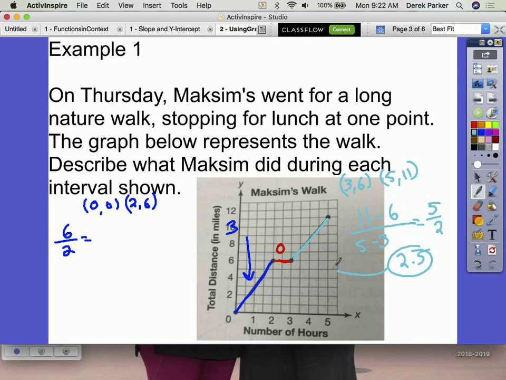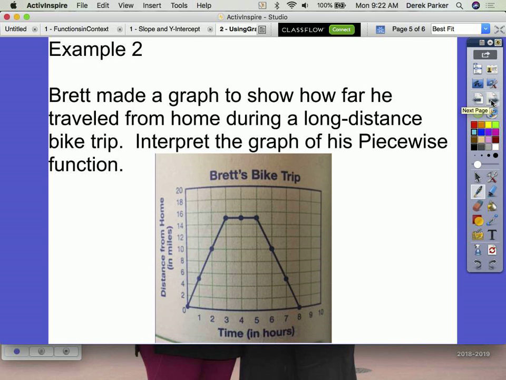So what that tells me is this. First part of the hike, she was 3 miles an hour. Stopped for an hour lunch, and then her speed went down a little bit to 2.5 miles per hour. Brett made a graph to show how far he traveled from home during a long-distance bike trip. Interpret the graph of his piecewise function. Now, it's called a piecewise function because there's different pieces of the graph that you have to interpret.